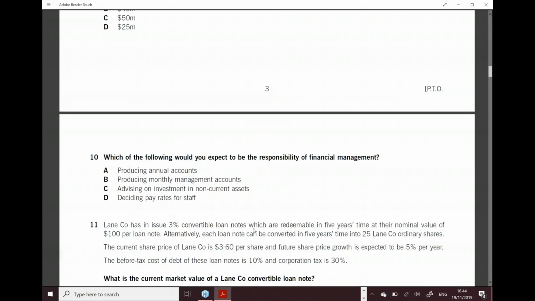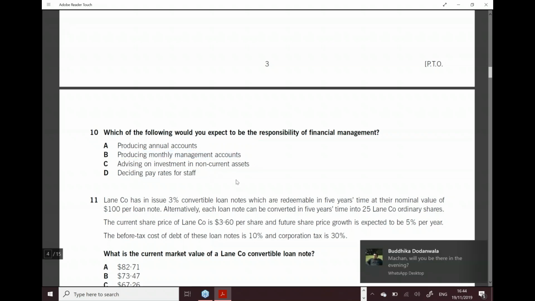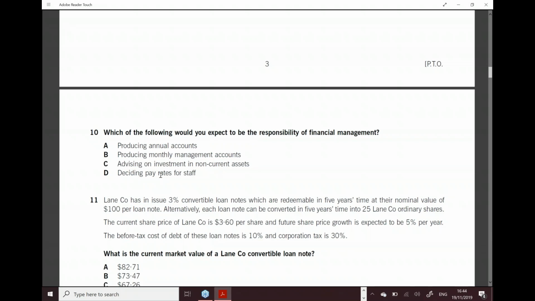Okay. Which of the following would you expect to be the responsibility of the financial manager? Well, financial management is more to do with sources and uses of funds. So producing annual reports is more the accountant. Producing monthly management accounts is more the management accountant. Advising on investment of non-current assets, yes, that's more investment appraisal. Deciding pay rates, well, that is more to do with the HR function.